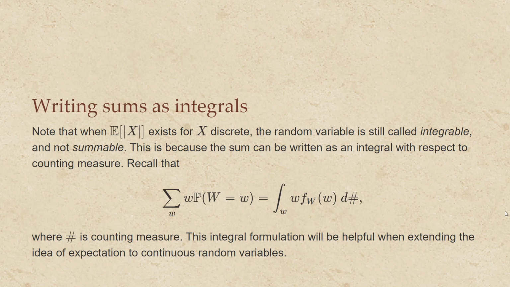Note that when the mean of the absolute value of x exists for x discrete, we call the random variable integrable, not summable. That's because the sum can be written as an integral with respect to counting measure. Recall that the sum over little w of w times the probability that big W equals little w is the same as the integral over little w of little w times the density of big W at little w with respect to counting measure. This integral formulation will be helpful when extending the idea of expectation to continuous random variables.